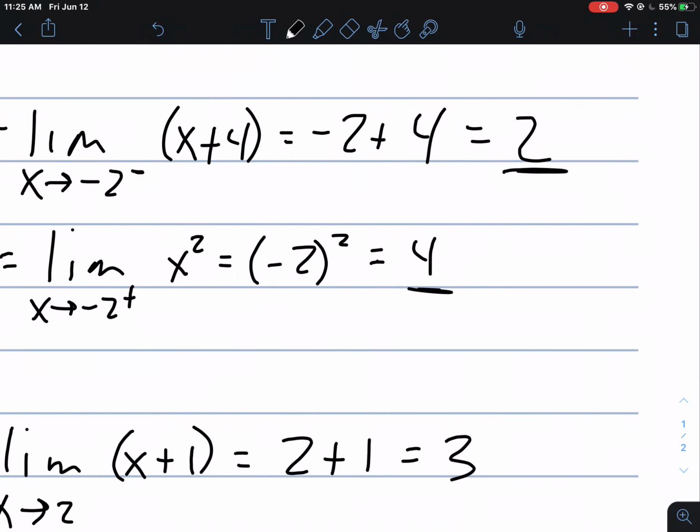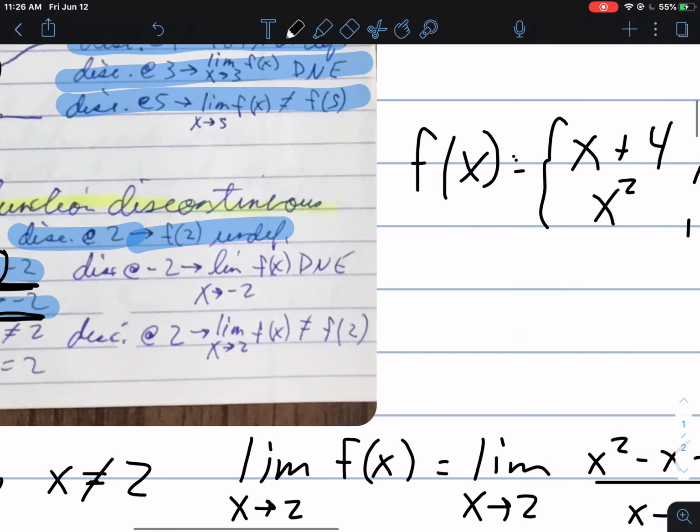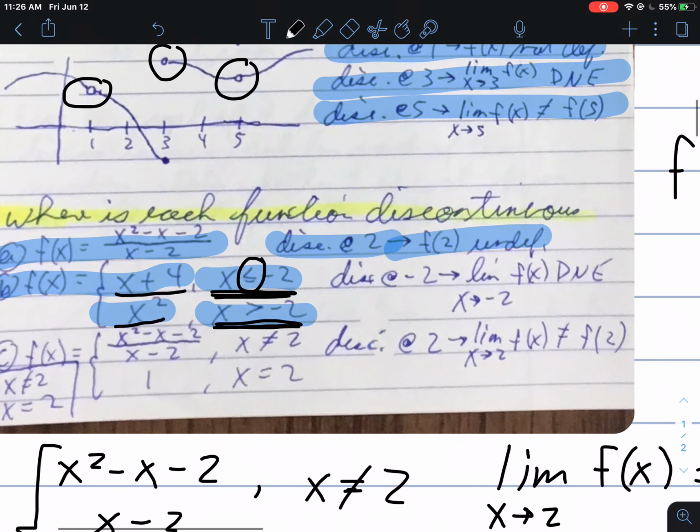And so then based upon these two, I can tell you that the limit as x approaches negative 2 does not exist. Why does it not exist? Because the limit as we approach negative 2 from the left and the limit as we approach negative 2 from the right are not the same. They're not equal to each other. So that's our second possibility. So back over here, there's my justification for discontinuity at negative 2, because the limit as x approaches negative 2 of f of x does not exist.